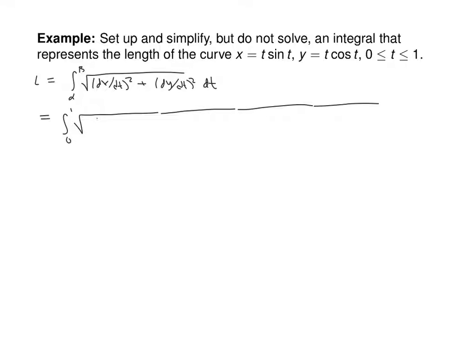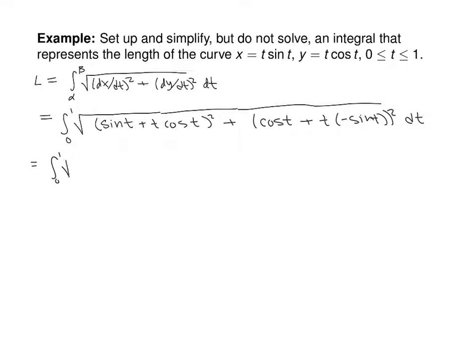Okay, so dx/dt will be sine t plus t cosine t, the quantity squared, plus cosine t plus t times negative sine t, that quantity squared, dt. And then, holy moly, go square.